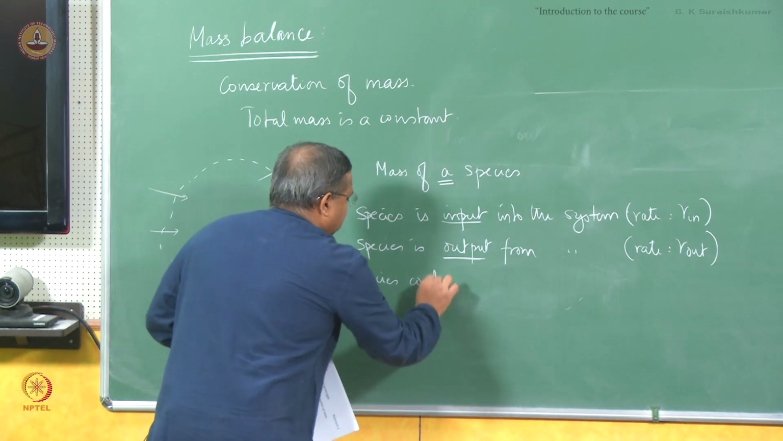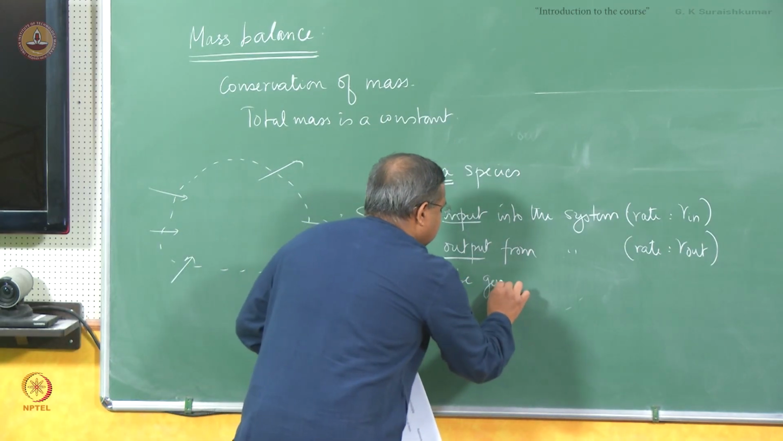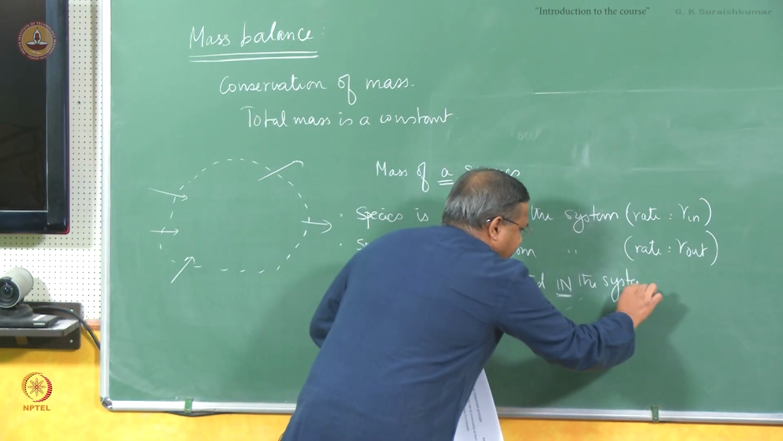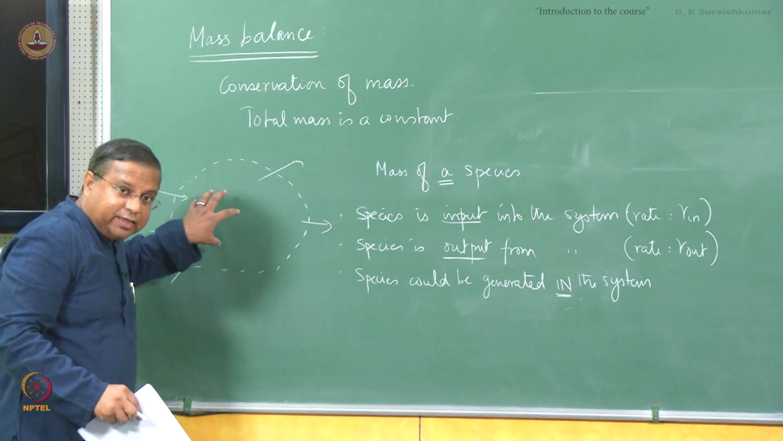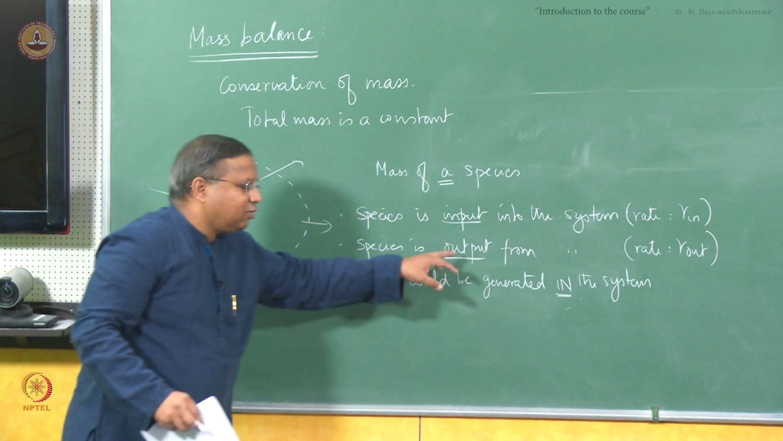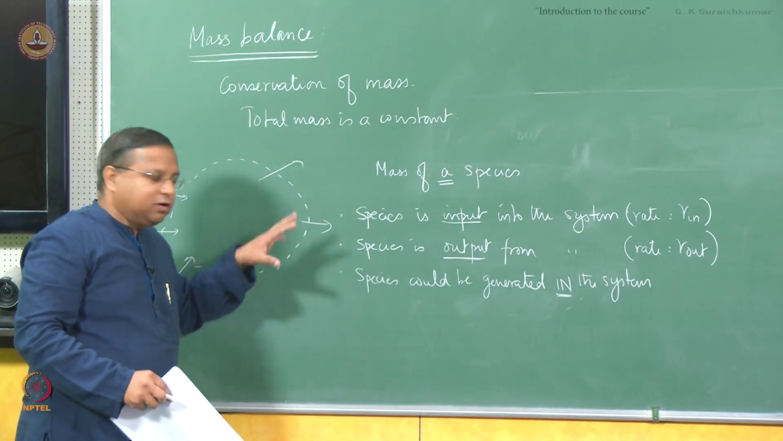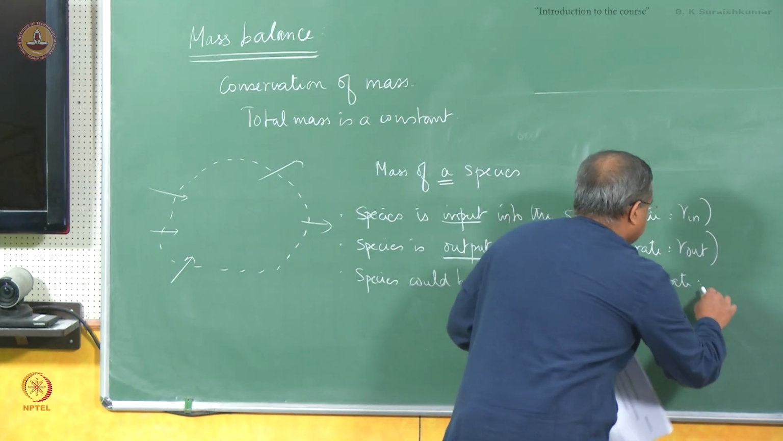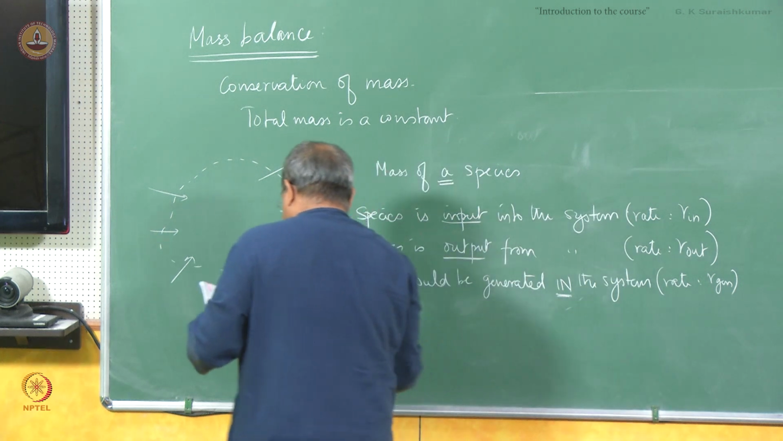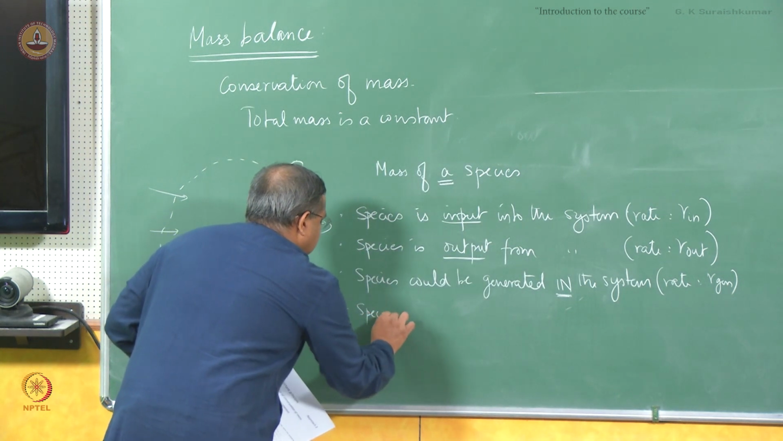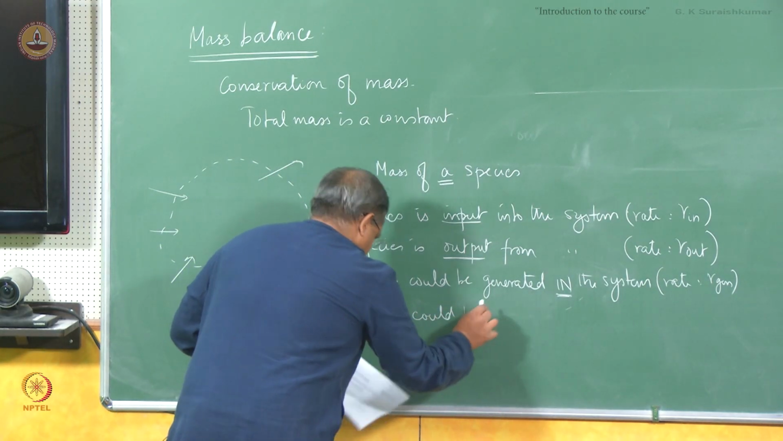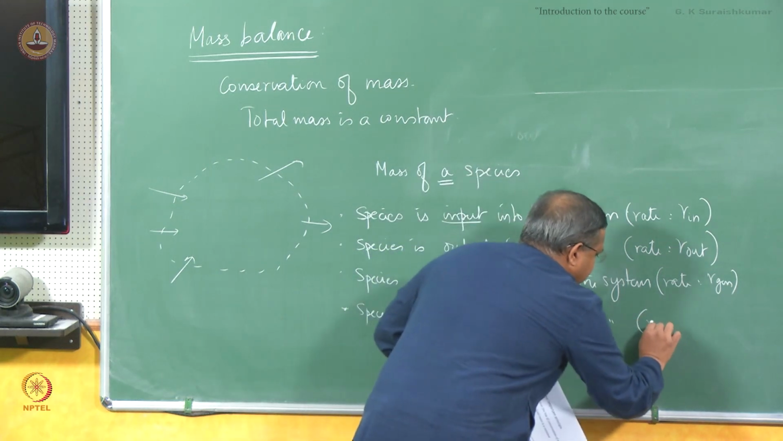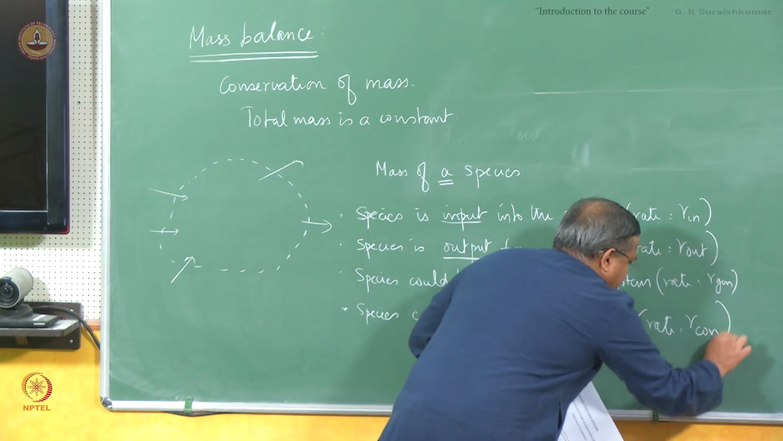Species could be generated in the system. Okay. What I mean by in is this particular space inside the system. Input is from outside to inside, output is from inside to outside. It crosses the system boundaries, input and output, whereas the generation is in the system at a rate of R gen, and species could be consumed in the system at a rate of R consumed or R con.